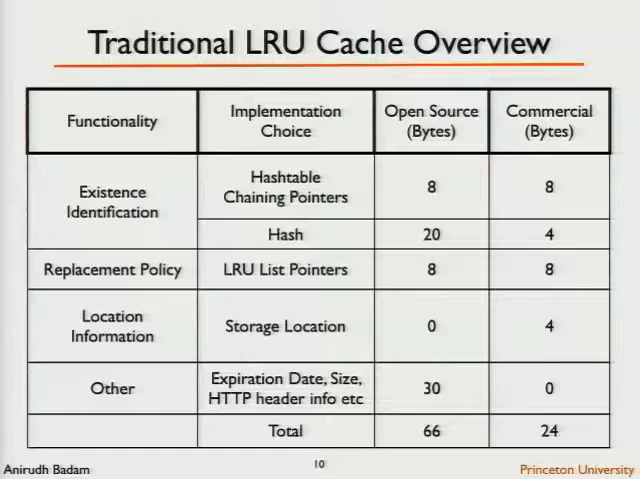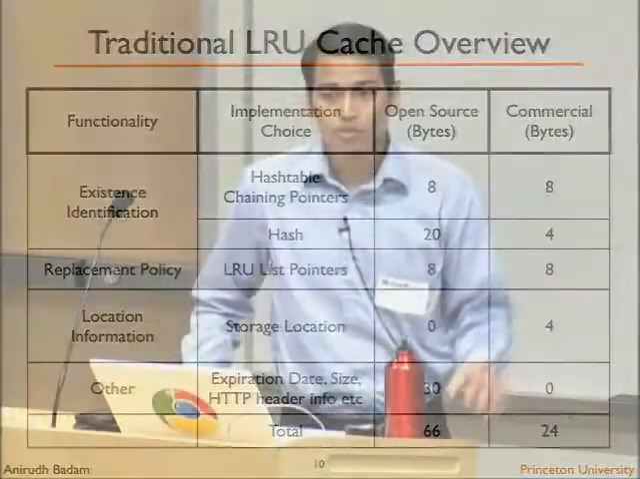So before delving into what HashCache actually is, I'm going to give you a brief overview of how people actually build LRU caches today. Various functionalities are there in LRU caches. One is existence identification. You need to be able to tell if a certain element belongs to a cache. People build hash tables with chaining pointers and hash values to figure out if something belongs to the cache. And for implementing a replacement policy, they have LRU pointers across the entire data set. And the location information is the place on the storage where the actual object resides. And there's other metadata information that is related to the objects themselves.